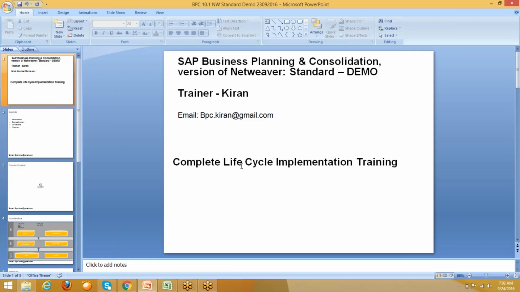We can configure business rules. We can configure the data loading part from ECC to BW, BW to BPC. So we are going to cover planning and consolidation both in this particular complete life cycle implementation.